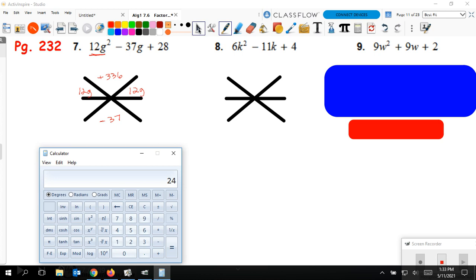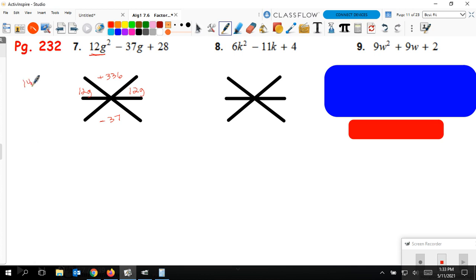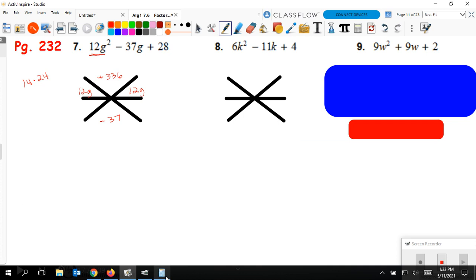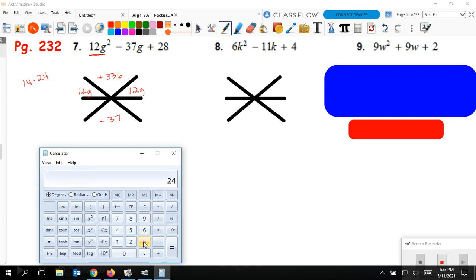14 times 24. Will those add to give me 37? Let's see, remember these added and gave me 40, right? These numbers are going to add and give me, let's see, 38. I'm really close. I'm very close to this, but it doesn't look like it's right yet. So let's try something else. So 336 divided by 16.